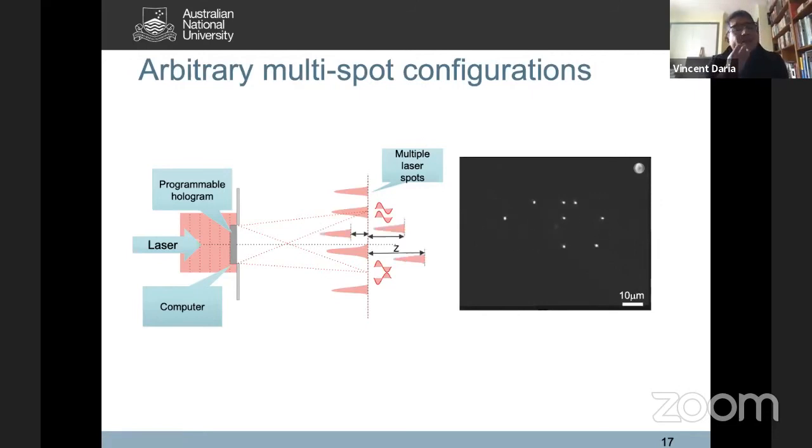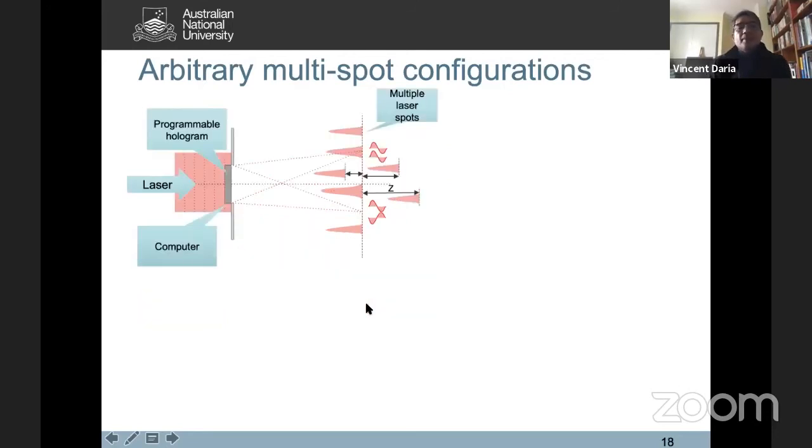The beauty of these holographic projections is that the spots are not contained within a certain plane. You can actually put the spots anywhere in 3 dimensions. So you can put the spots in the Z as well as in the XY. So you've got multiple laser spots using a programmable hologram, and you can use a computer to calculate the hologram, and then you can change it as a function of time.